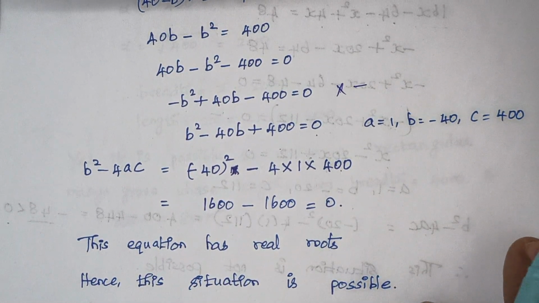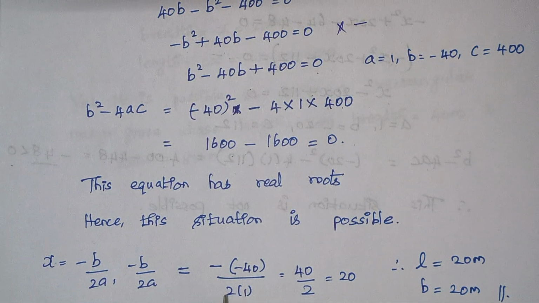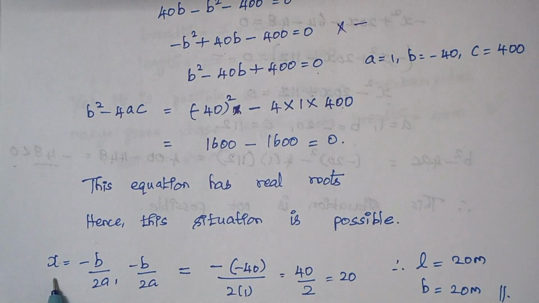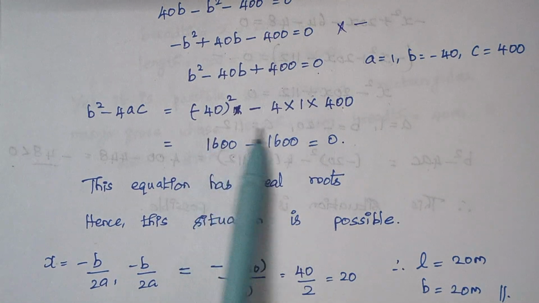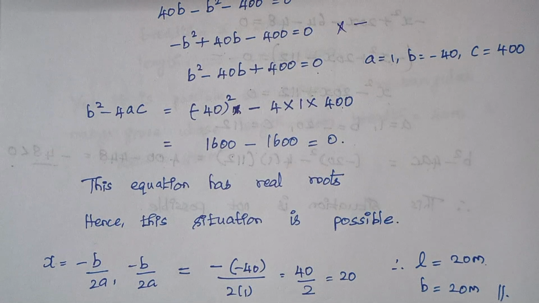So how to find the value of x? You see here the value of x is given by minus b by 2a, because here the roots are identical. So when you substitute the values, you see minus of minus 40 by 2. So when you solve, finally 40 by 2 is equal to 20. So here the value of x is nothing but the roots of this quadratic equation. So here they have identical roots. Therefore here the value of both L and B is equal to 20 meters. Since this value is the same, this won't make a rectangle, right? This will make a square. That's the thing we have to conclude.